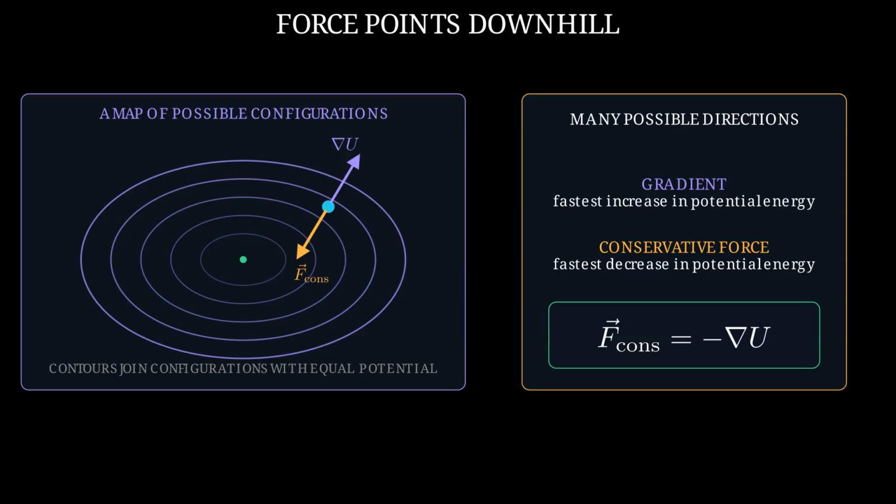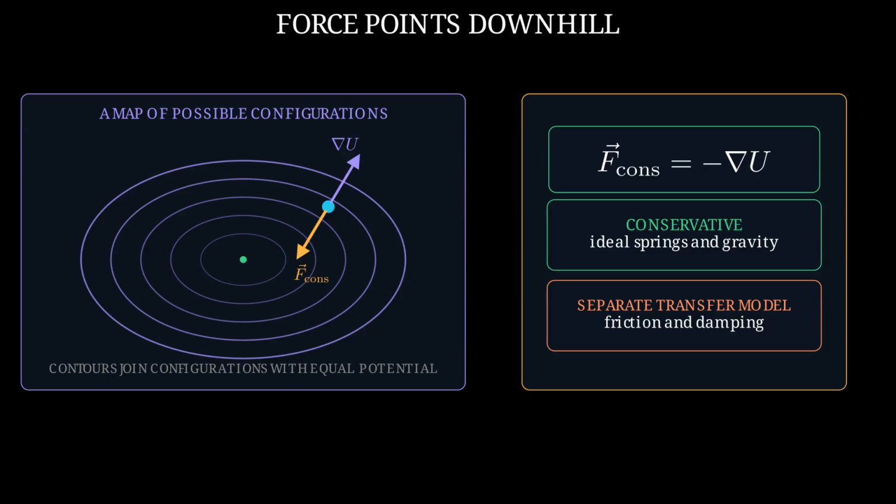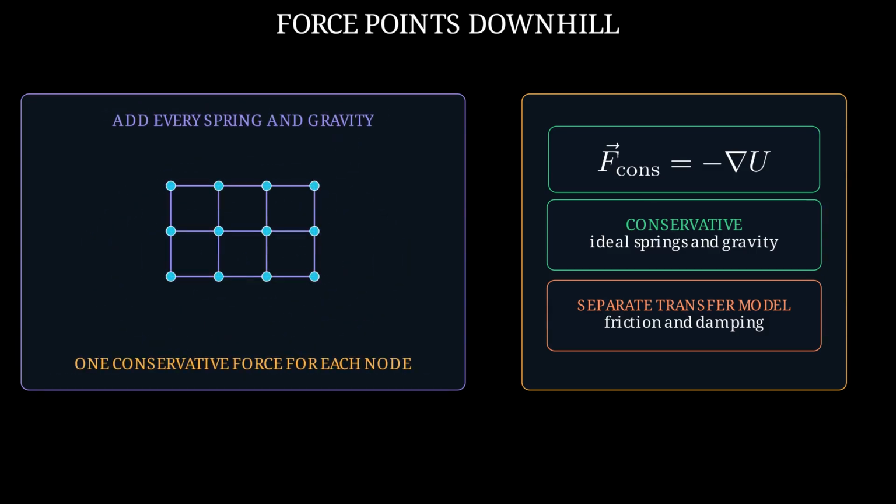Does every force come from a potential energy landscape? No, not every force does. Ideal spring forces and Newtonian gravity are conservative, so this rule applies to them. Friction and damping transfer mechanical energy into other degrees of freedom, so they need a separate model. For a spring network, we can add the potential energy of every spring and gravity, then use the downhill direction to compute the conservative force on every node.